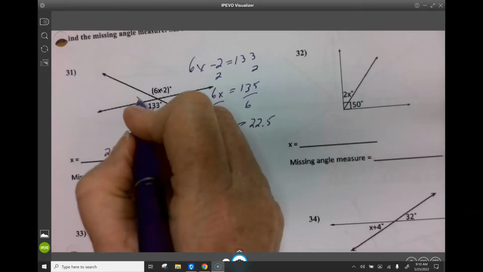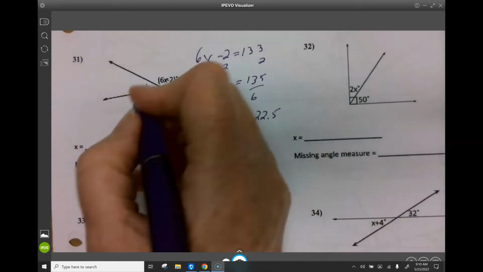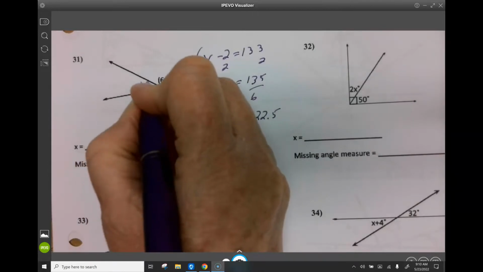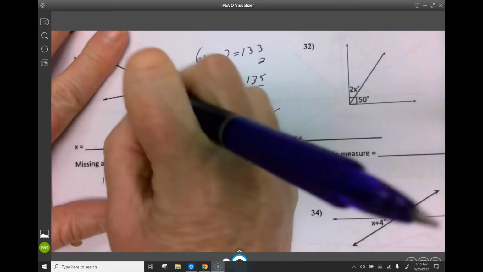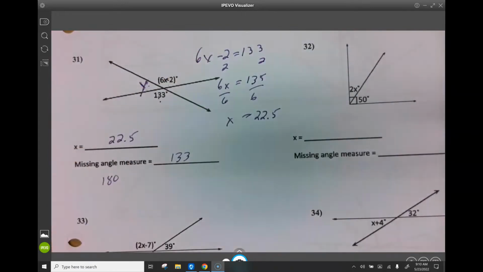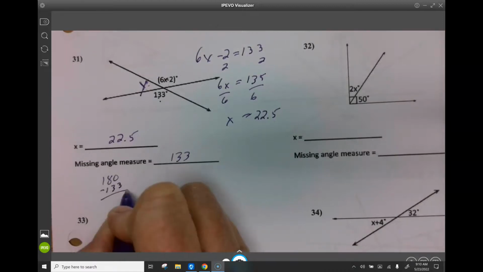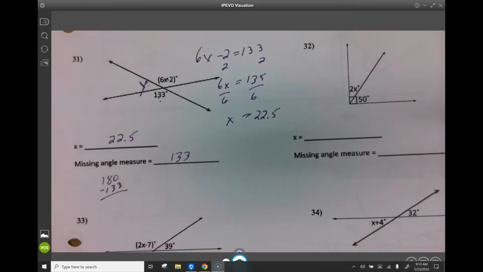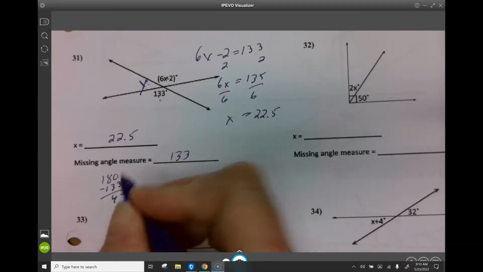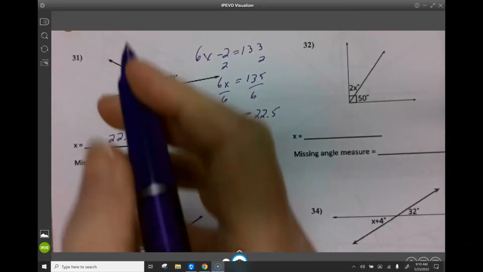I'm not sure if they're talking about this one right here, and if so, I would take 180. If I'm going to call this x, oh, I can't call it x, I already have x. Let's call this one y. I don't know if that's the missing angle they're talking about. I would have to take 133 away from 180, and I'd get 47 degrees. So I don't know if they're talking about this angle. That one's 47, but we knew that because that's 133.